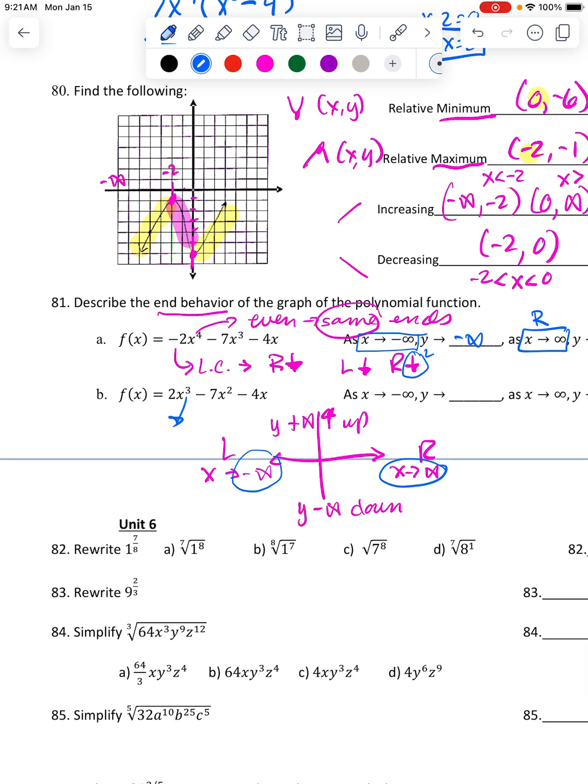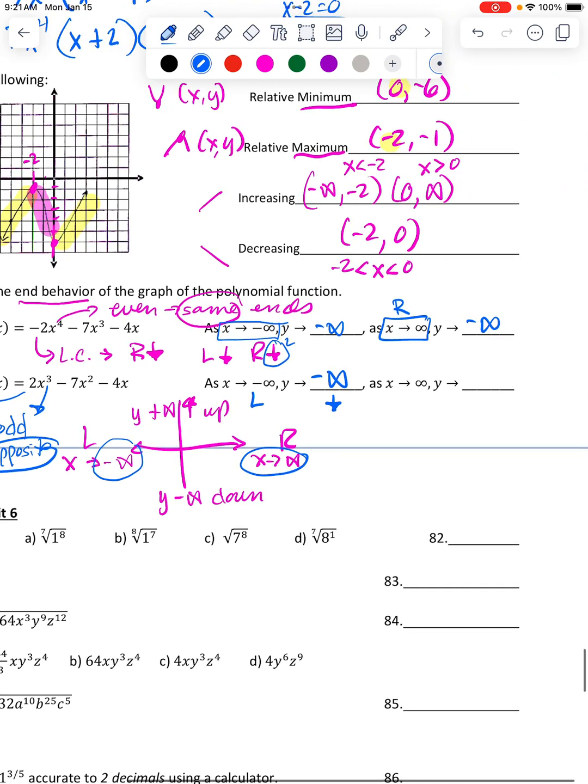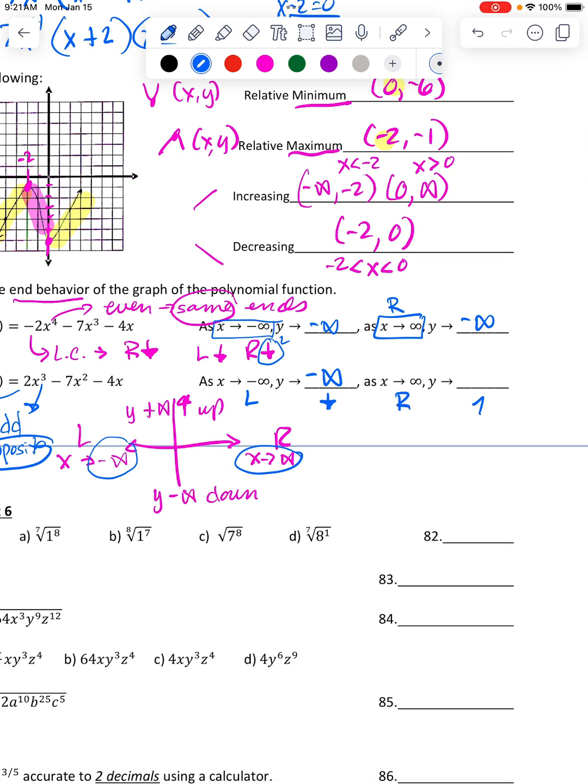In this second example, my degree is 3, which is odd. And that tells me that they're going to do the opposite thing. My leading coefficient is positive, so the right end's going up, but since the left end is doing the opposite, it will be going down. So this left end is going down, negative infinity. This right end is going up, so positive infinity.